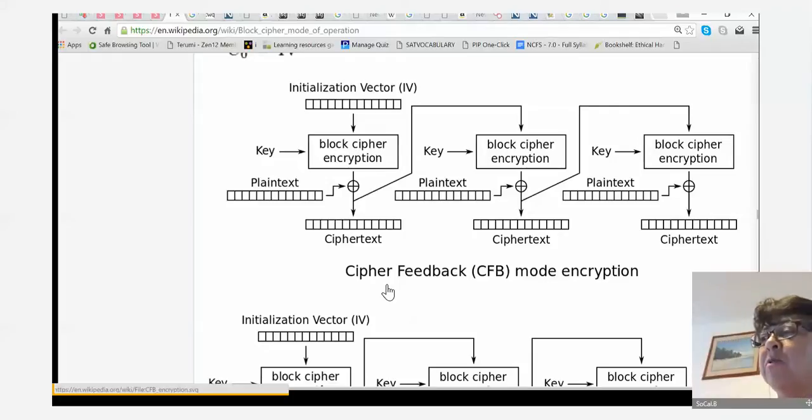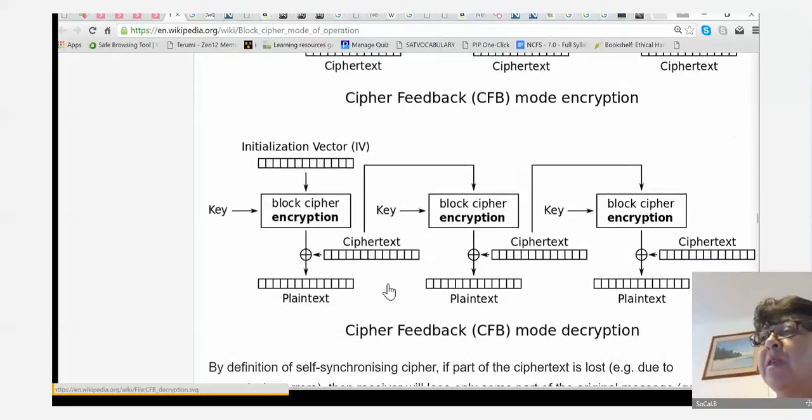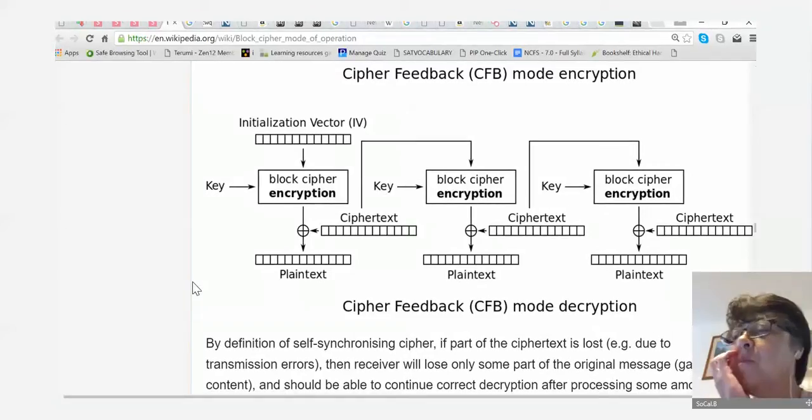Let's take a look at the decryption side. What you have is all the ciphertexts. You take the IV and put it into the block cipher, then you take the ciphertext and put it into the block cipher again. So once again, you have a similar issue. This one even looks easier. Ciphertext goes in, and you get the plaintext.